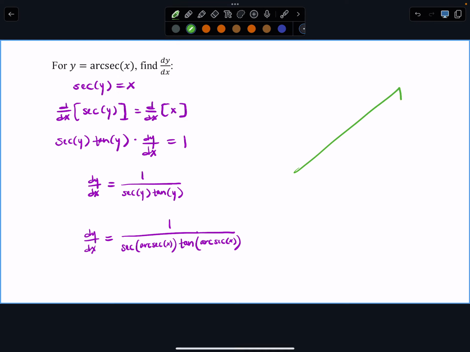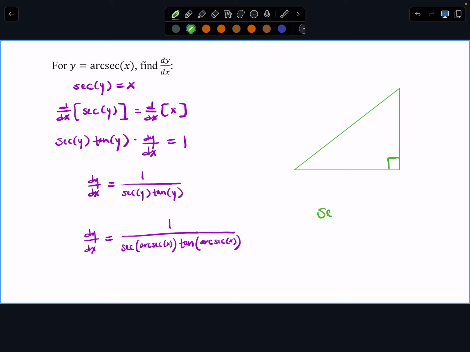Isn't secant of arc secant just... Let's talk, that's what we're about to talk about. Is it? Maybe. We'll talk, maybe. So that's the little extra sprinkle that we're about to talk about. But yes, Billy, that sort of, kind of simplifies to x.